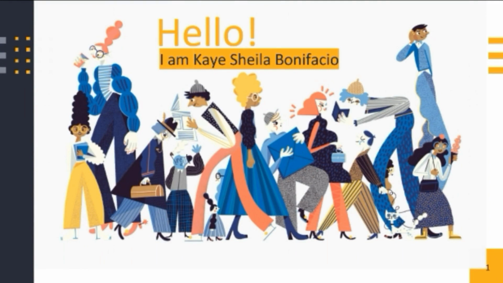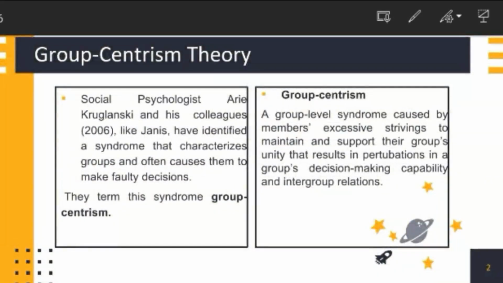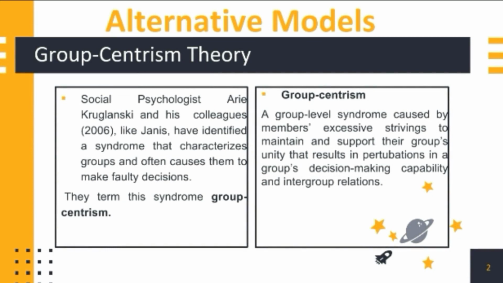Alternative models in preventing groupthink. Researchers have proposed alternative models, including Kruglanski's group centrism theory. They have identified a syndrome which they termed group centrism because it stems primarily from the desire of group members to preserve and support their group's unity. It is more likely a pattern that includes pressures to opinion uniformity, encouragement of autocratic leadership and group favoritism, rejection of deviates, resistance to change, and the perpetuation of group norms.